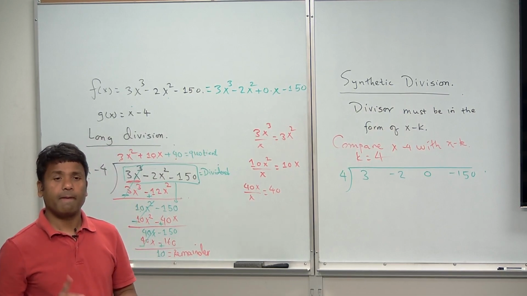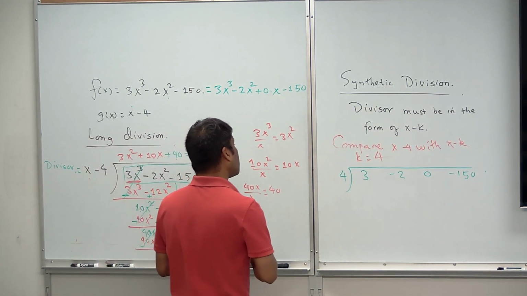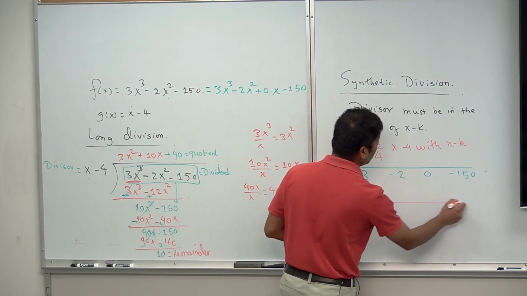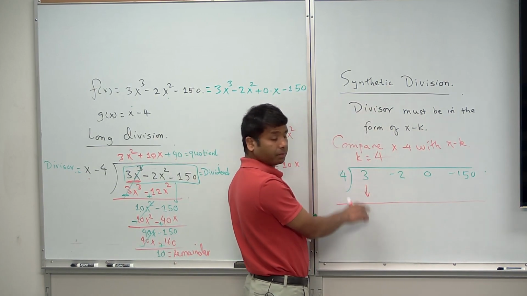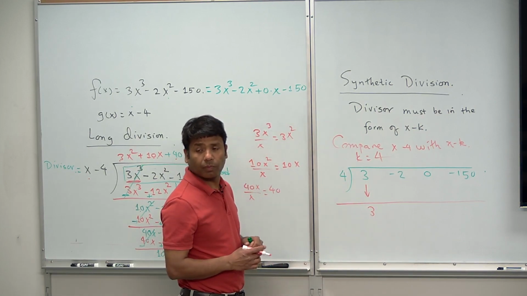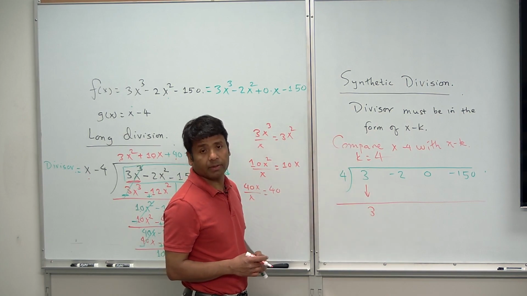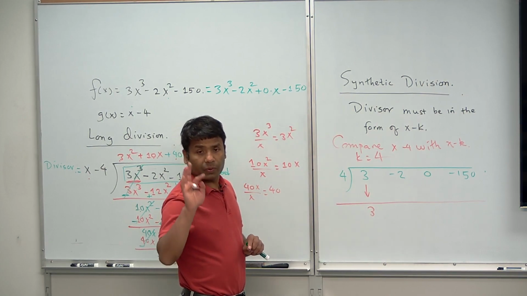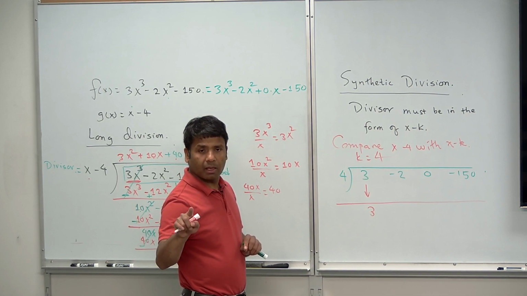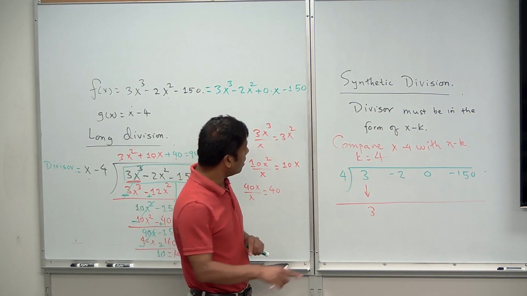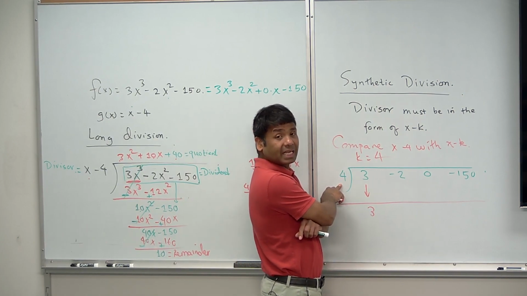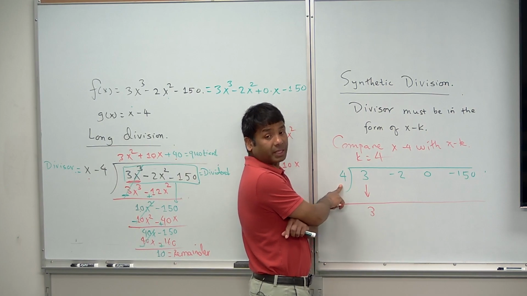See that? So now, if you want to use synthetic division, the first step is you bring down the first coefficient. Bring it down. 3. I'm using synthetic division here. You compare the divisor with x minus k, get the value of k, we put it here, right? And then we list the coefficients.